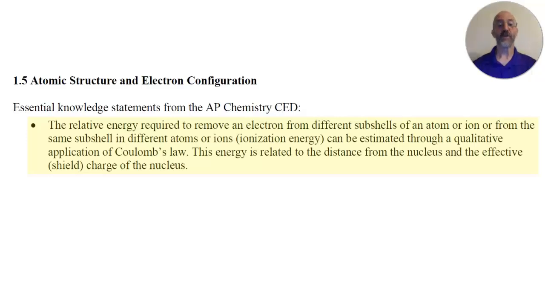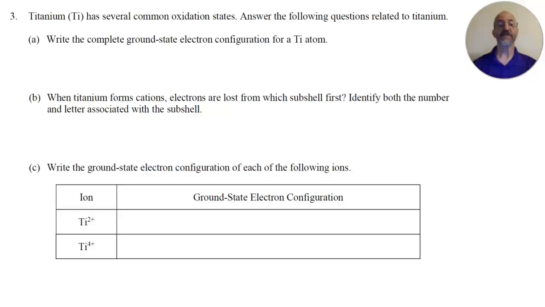Now let's move on to the practice for topic 1.5. This is question 3. Titanium, which has the symbol Ti, has several common oxidation states. Answer the following questions related to titanium. Part A. Write the complete ground state electron configuration for a titanium atom.